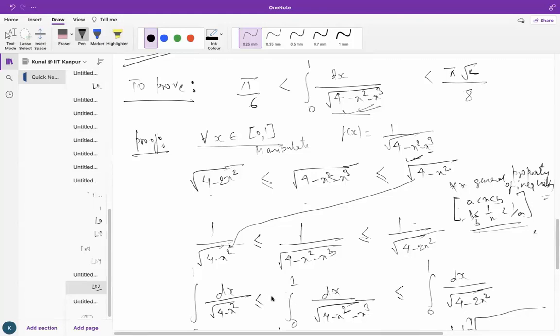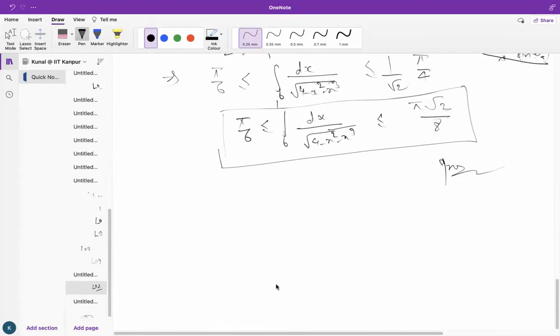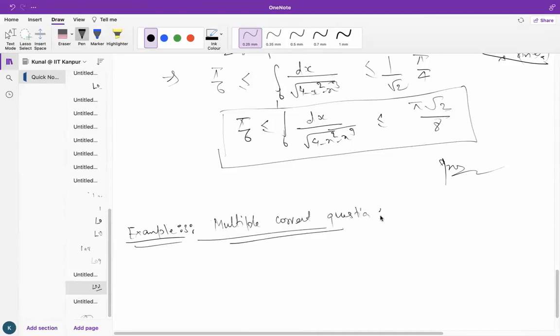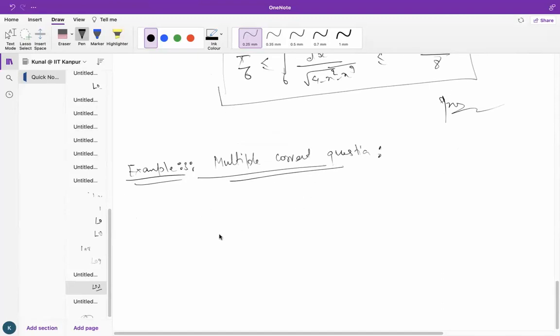Okay, so now there is a problem, so let me write it. There is a multiple choice problem, exam mein aisi problem aati hai, so let me take that example number 3. It is something like you have to tell which of the following inequalities is true, and it is actually a multiple correct question. You have to tell which of the following inequalities are true. And this is your option A, where we are integrating from 0 to 1.